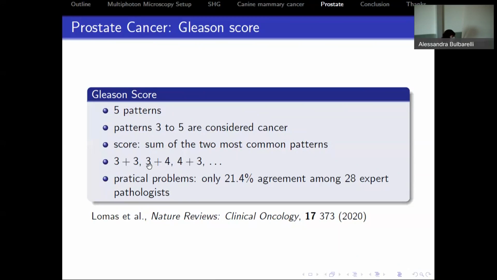And so it is different to say that you have 3 plus 4 or 4 plus 3, because 4 is more aggressive than 3. But it's a very difficult classification. And so my colleague there, which is the pathologist, who is specialized in prostate cancer, says that it's really very hard to separate between these two. And then very recently, there was a review in clinical oncology saying that it's really a very big practical problem, because they went through 28 experts looking at the same biopsy, and there was an agreement of just 21.4%.